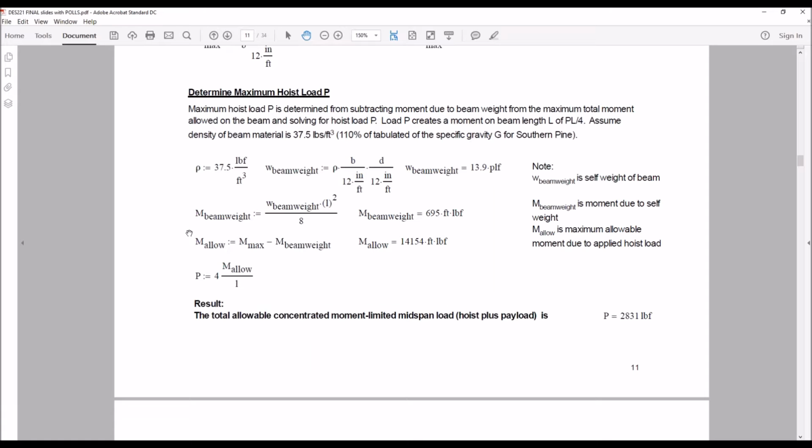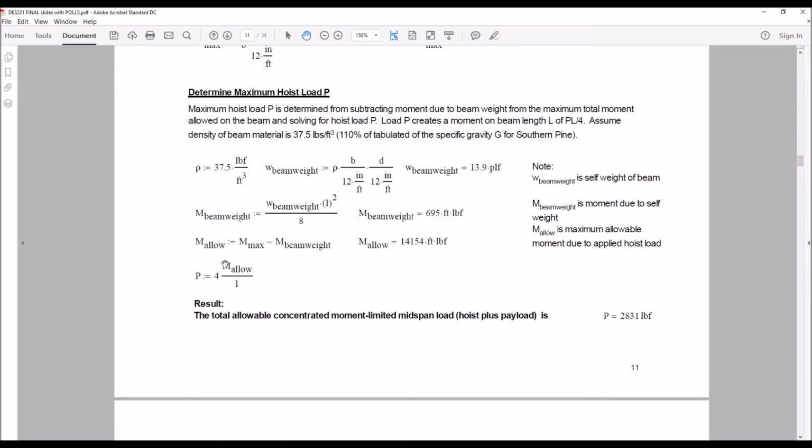So the allowable moment due to the applied hoist load would be whatever capacity is left. We take the difference between that maximum moment and the self-weight, and we get an allowable moment of 14,154 foot-pounds. Because that hoist is applying that load at midspan, the moment induced by that point load at midspan is equal to P times L over 4, or the point load times the length divided by 4.